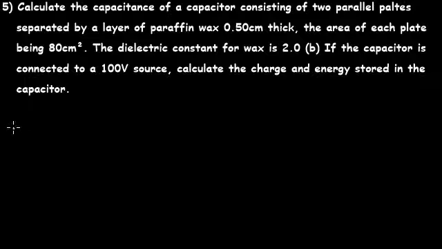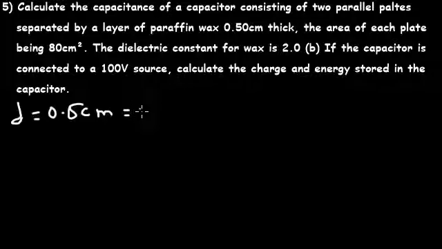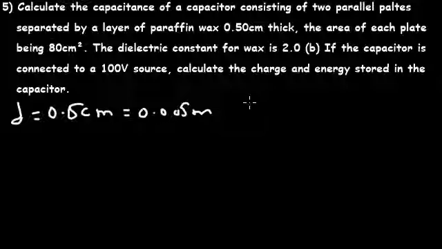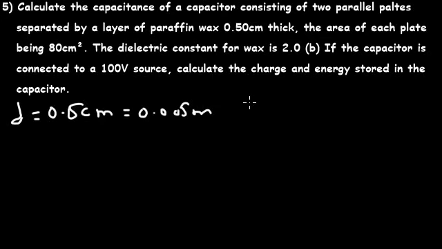Okay, so we are given the separation distance. That is simply the thickness of the insulator. So D is 0.5 centimeter. And this is the same as 0.005 meter. You know, millimeter to meter you divide by 1,000, but when it comes to centimeter, you divide by 100. So 0.5 divided by 100 gives us 0.005.